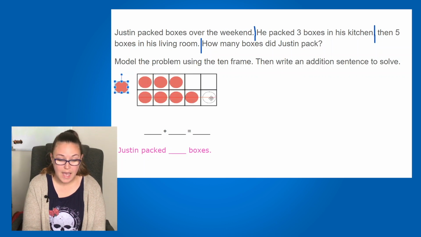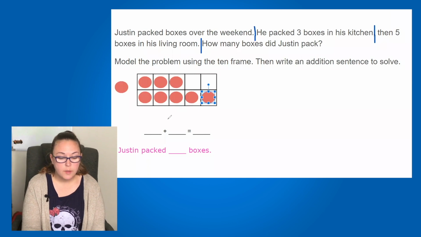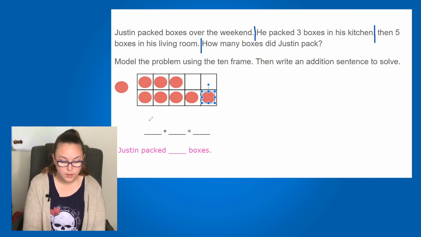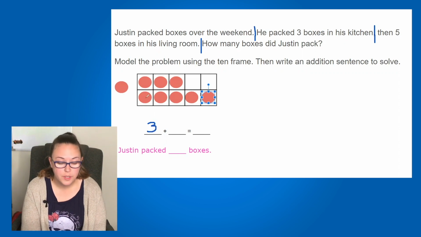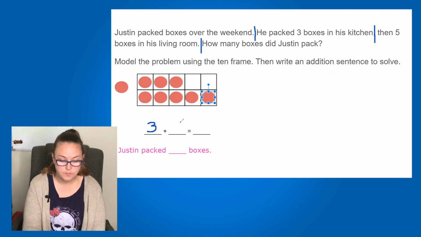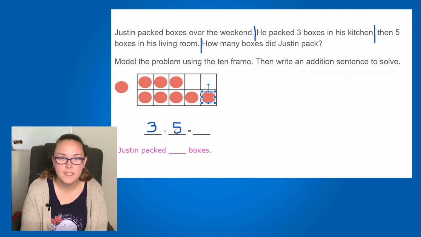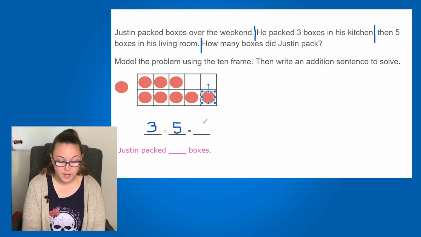Next, we need to add a number sentence to our work here. So let's talk about the first number. How many counters are on the first row of the 10 frame? That's right, 3 counters. And on the second row, we know there are 5 counters. And can you tell me what 3 plus 5 is? That's right, 3 plus 5 equals 8. So Justin packed 8 boxes.